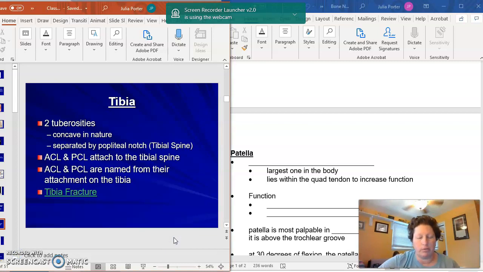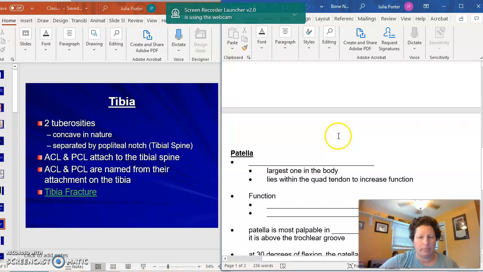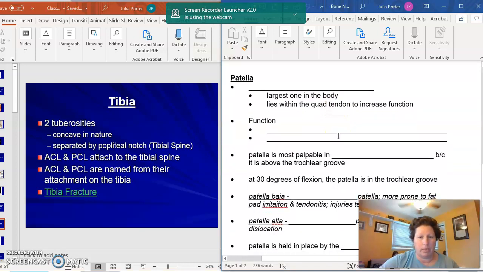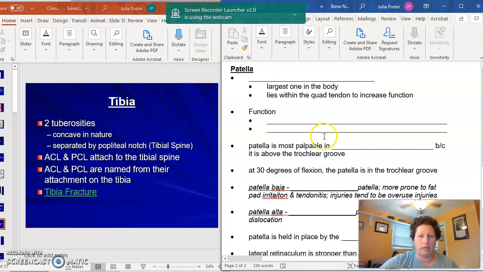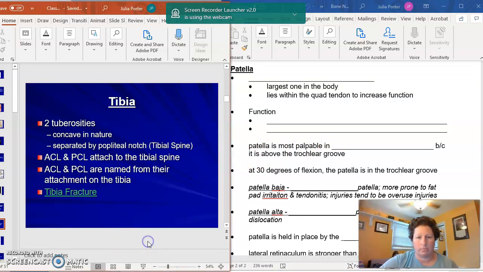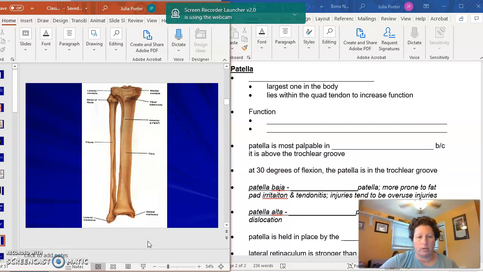So most tibial fractures, when they happen, they're not very pretty. They cause a lot of pain and typically have to result in surgery. Sesay's fracture was right here in the middle of the tibia. Okay, ankle down here, knee up here.